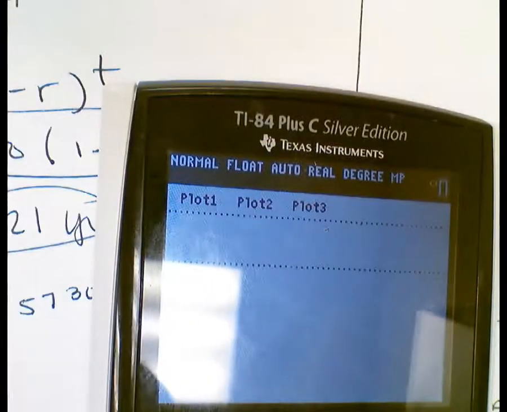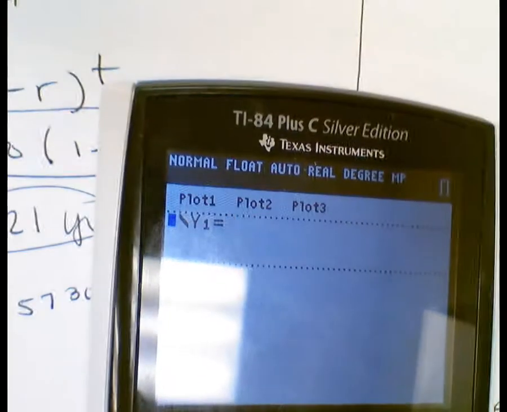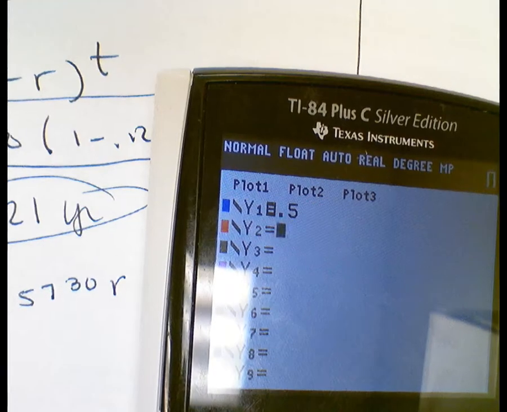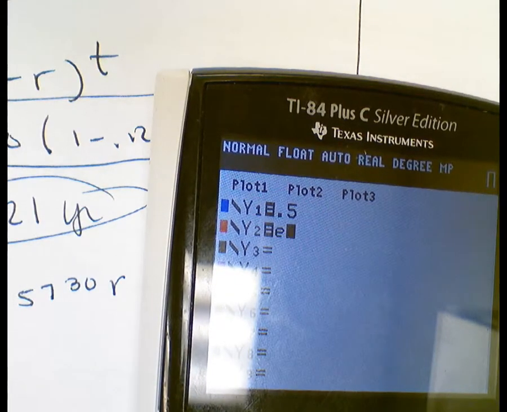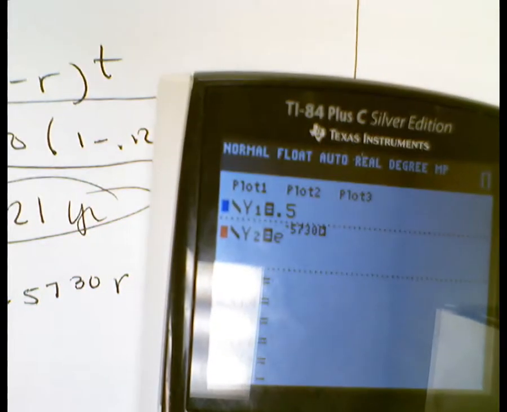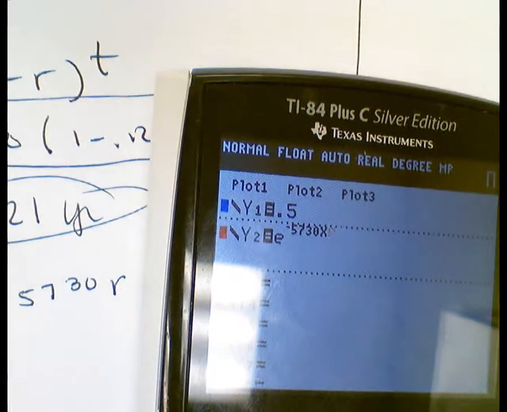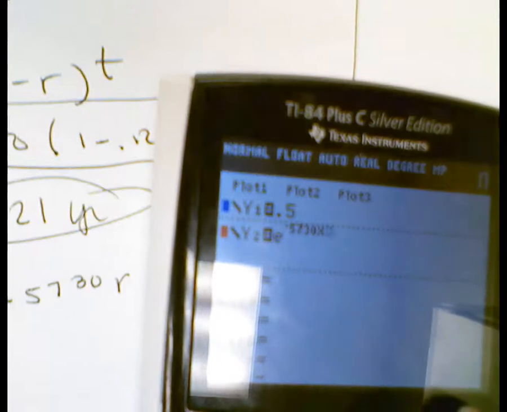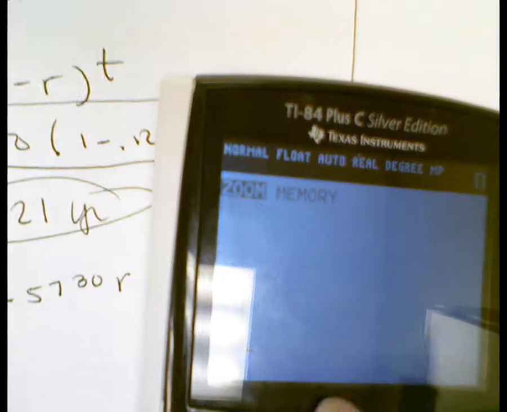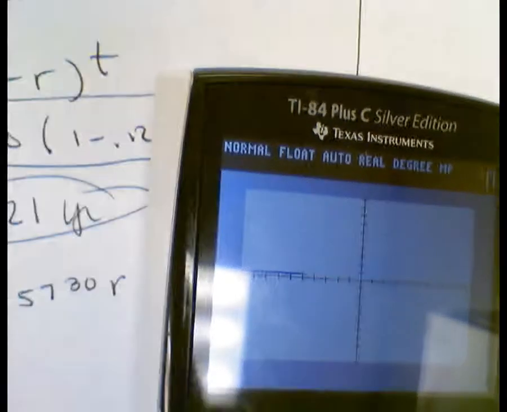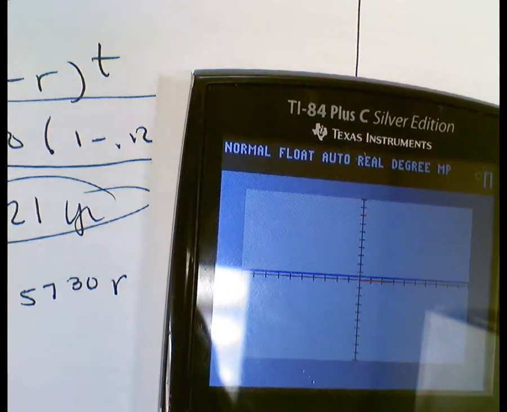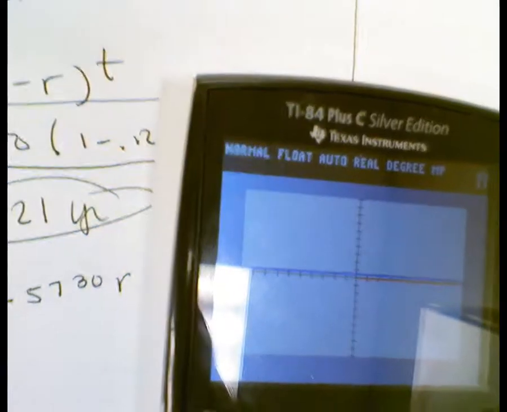Now let's look over here. If I did it with the calculator, I'd go y1 is 0.5. That's your left-hand side. y2 is e raised to the negative 5,730, and we're going to call this x. And we're going to graph. My graph's so weird from last time, so I'm going to press zoom, 6. So there's the 0.5. Do you see that 0.5? And then the second thing is the e raised to that.